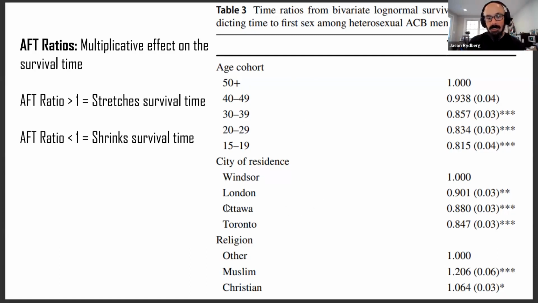However, you could look at some of these other variables here. If an individual is Muslim, compared to other for religion, I don't know why you'd use other as the reference category, I think that's not very wise, but it suggests that individuals who identify as Muslim, that stretches the survival time by 1.2 times compared to those who are other, which, if you want to make some assumptions about what that means for faith and following faith, I suppose that makes sense.